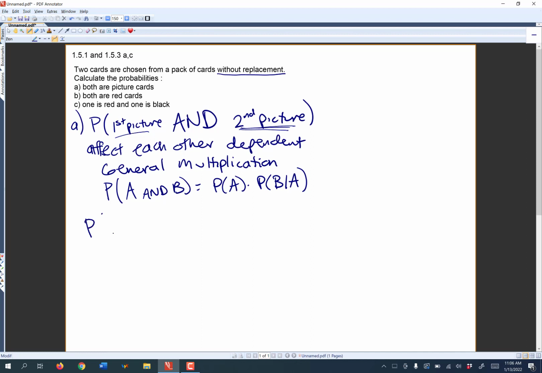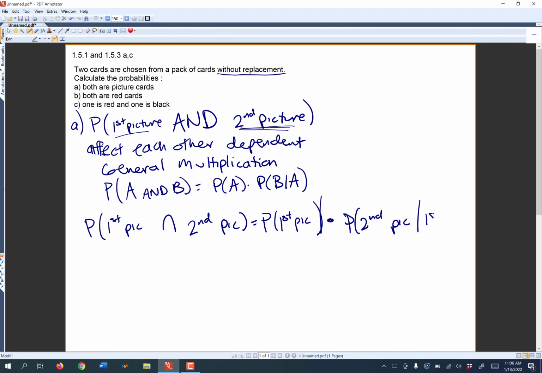So in our case, we're going to need the probability of the first picture, and we'll use that intersection sign, and the second picture, is going to be equal to the probability of the first being a picture, times the probability that the second one is a picture if you know that the first one is a picture.